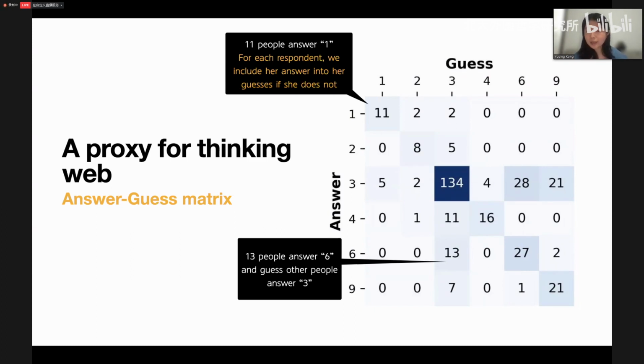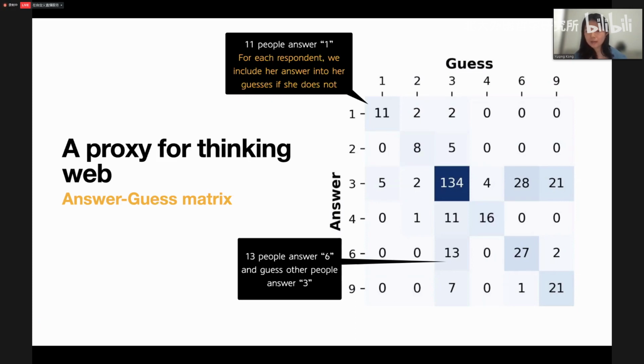So we actually have 100. The diagonal elements represent how many people gave the answer. We have 11 students who answered 1, 8 students who answered 2, 134 students who answered 3, and 16 students who answered 4, which is the correct answer, but we don't know that now.